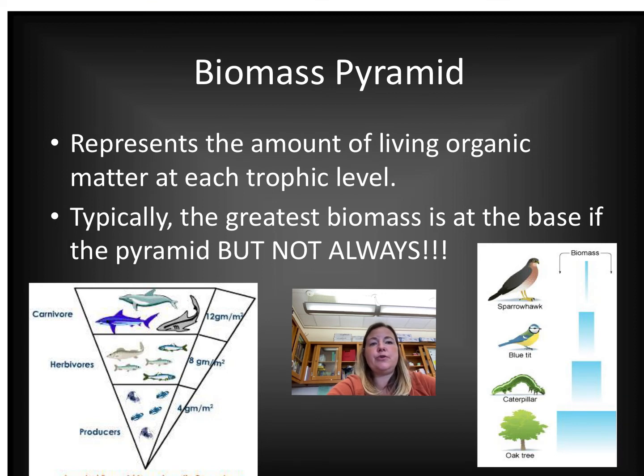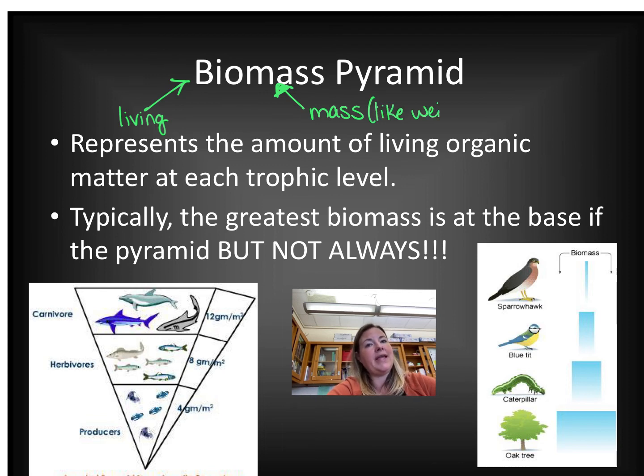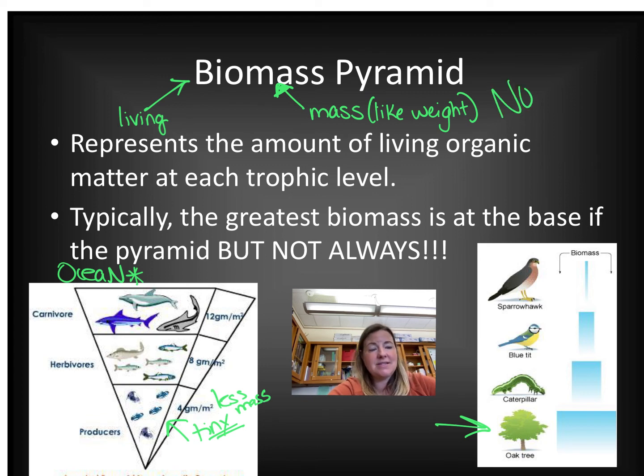Another pyramid that we use to represent trophic levels is a biomass pyramid. Biomass pyramids are going to show you how much living matter is at each trophic level. Typically, the greatest biomass is in the plants. That is usually going to be in a terrestrial or land ecosystem. But in the ocean, this is not as true because many of the producers in the ocean are tiny microscopic organisms. So their mass doesn't add up to as much as the carnivores. Now keep in mind, this does not show the energy transfer. This just shows the mass of all the organisms at each of the different levels.